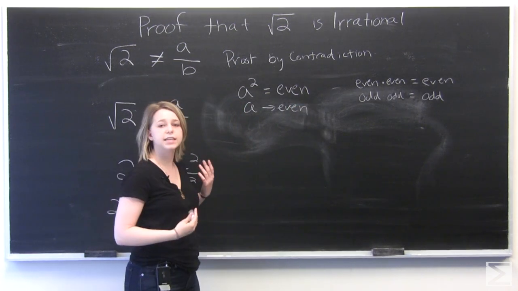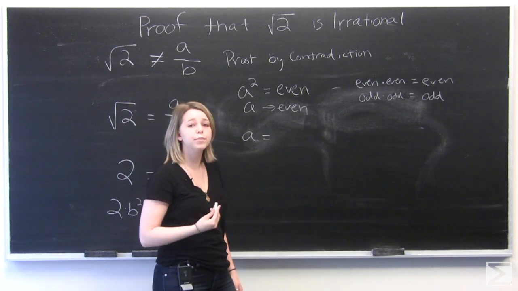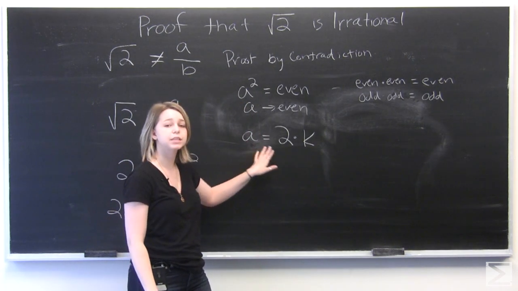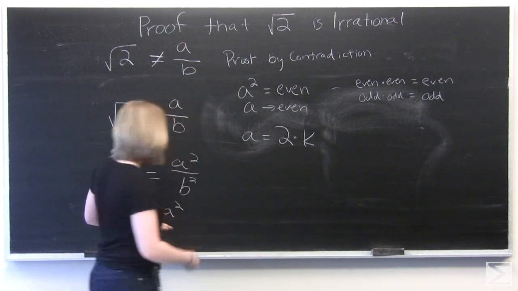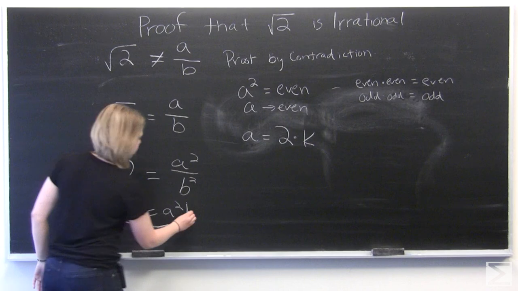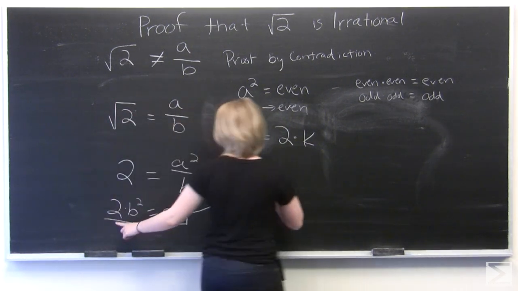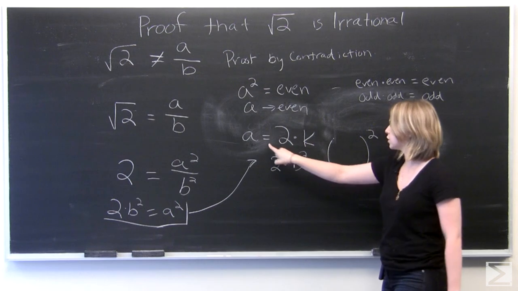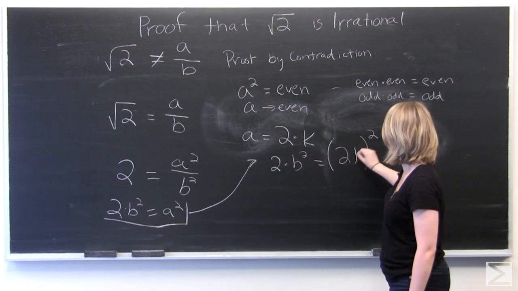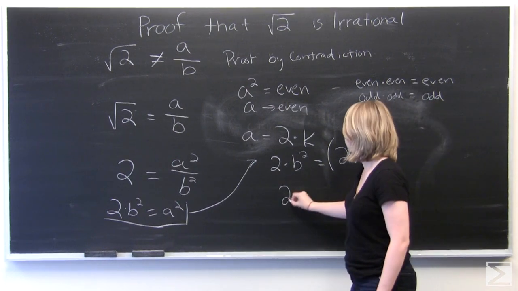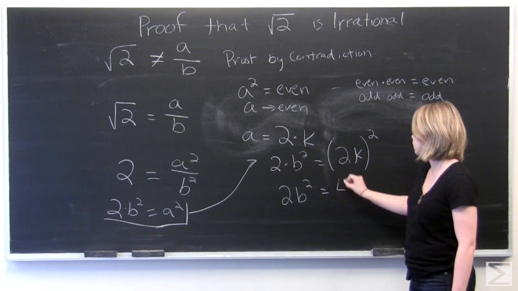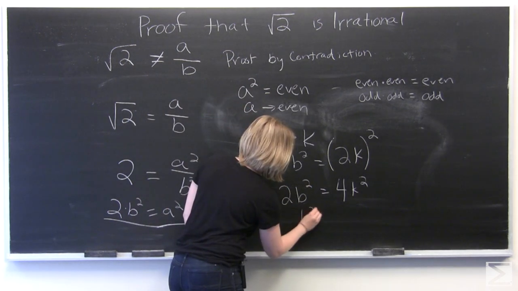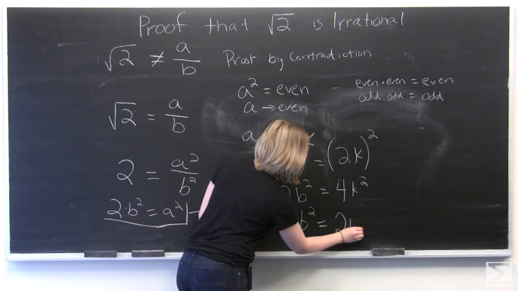If a is even, that means that a could be written as 2 times another number, and we'll just use k for that other number. So a can be expressed as 2 times k. Now we're going to substitute in. We're going to bring back this equation: 2 times b squared is equal to a squared, but we're going to substitute in 2k for a. Now we're going to use some algebra here. We've got 2b squared is equal to 4 times k squared. We'll divide each side by 2 to see that b squared is equal to 2 times k squared.